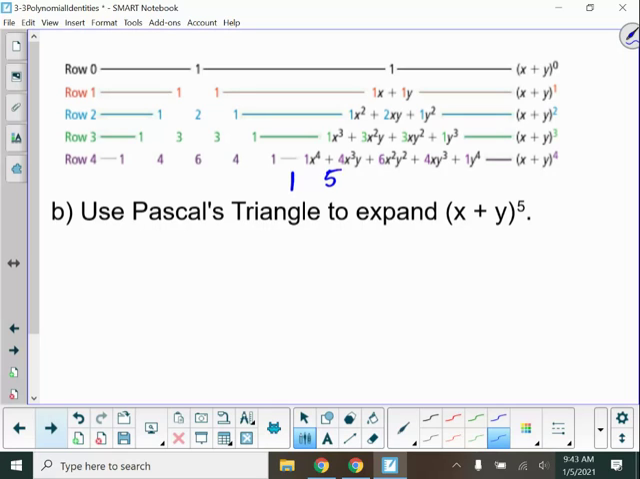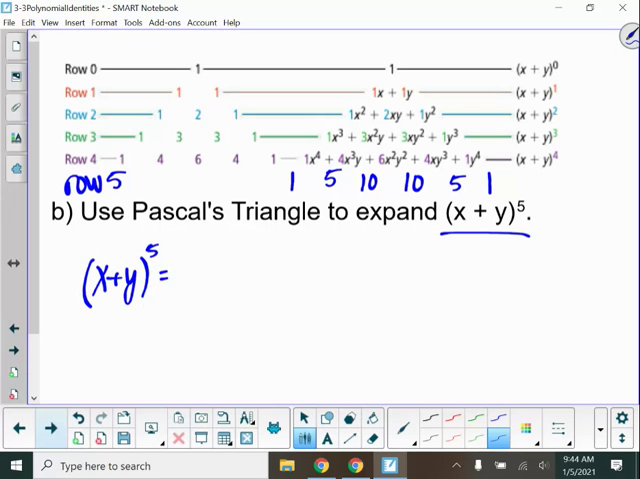So this is 1, 5, 10, 10, 5, 1. On odd rows, you are not going to have a solitary number in the middle. That number is actually going to repeat. Because again, this is row 5 here. So if we are expanding this, I am using row 5. So I'm going to start off with my 1. And that is going to be x to whatever power the binomial is. There's no y with that one.